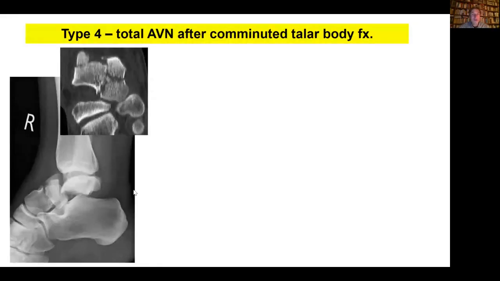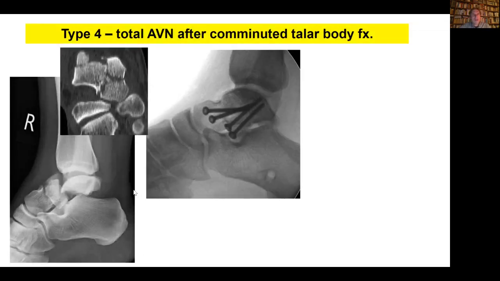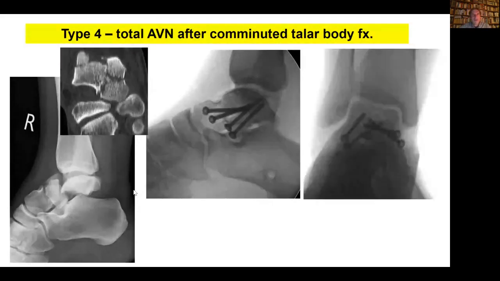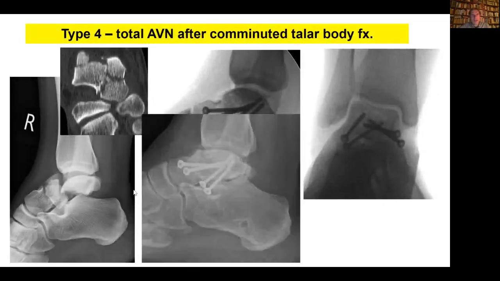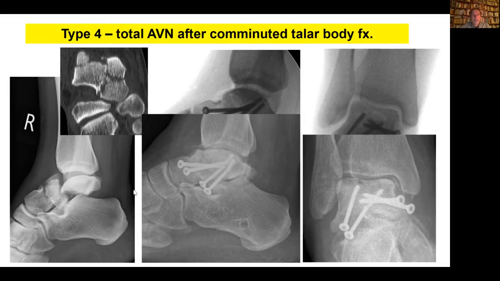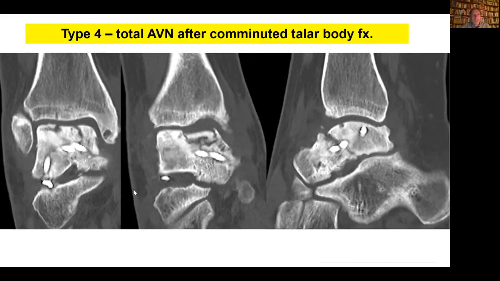Now we are coming to the worst types. This was a lady, heavy lady with a comminuted talar body fracture. I treated her with open reduction, internal fixation. I was very proud of my reduction, but then the talus started collapsing. Still, at that time, the shape of the talar dome was more or less preserved. 2 screws were broken. There was a little bit of giving away of the talus.